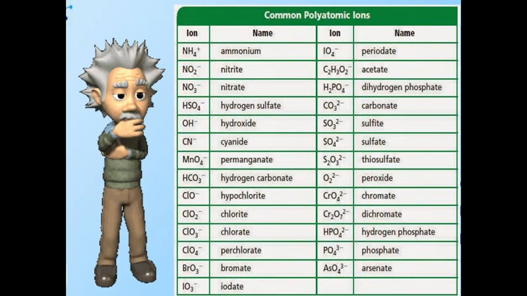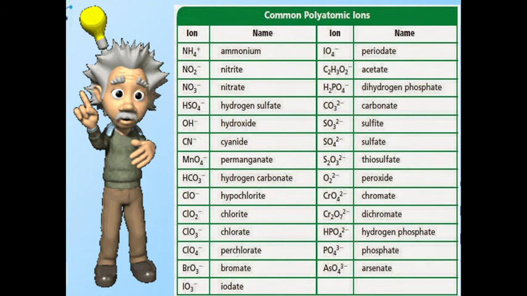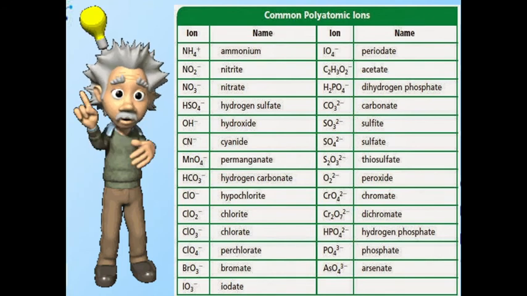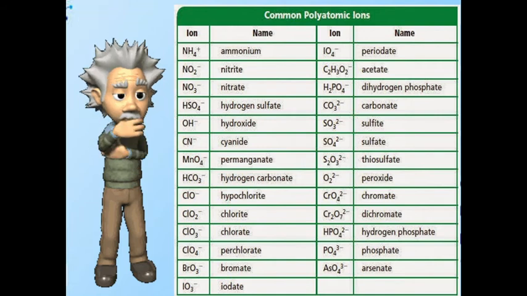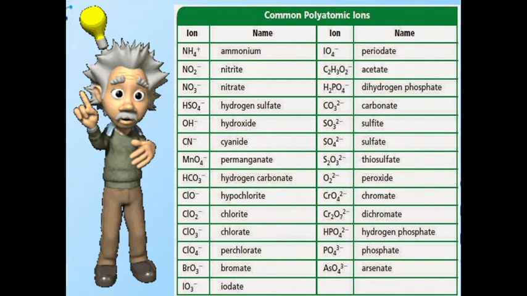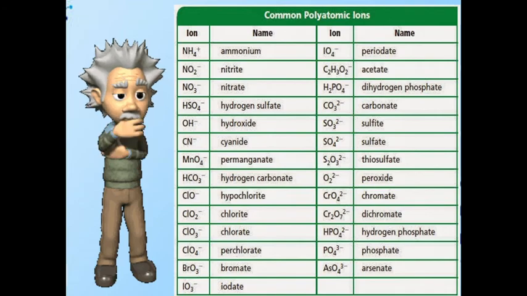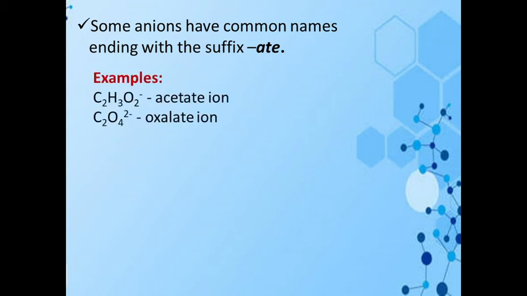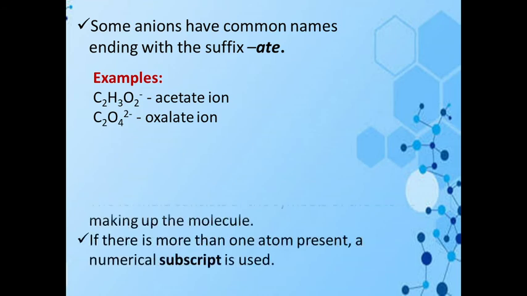Here are the different examples of polyatomic ions. Always remember that the chemical formula of a polyatomic ion is the final or permanent formula, so it doesn't change anymore. Some anions have common names ending with the suffix ate. Examples are the acetate ion and oxalate ion.